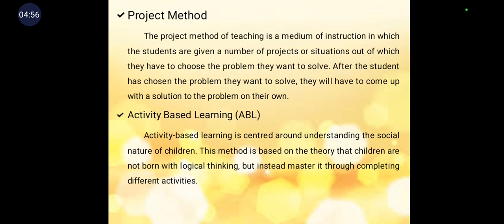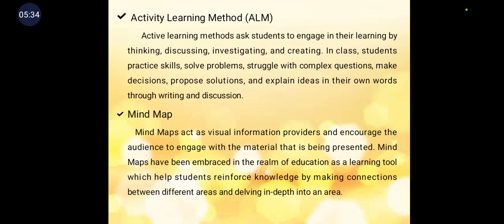Trojan method. This method of teaching is a medium of instruction in which the students are given a number of projects or situations out of which they have to choose the problem they want to solve. After the student has chosen the problem they want to solve, they will have to come up with a solution to the problem on their own. Activity-based learning (ABL). It is centered around understanding the social nature of children. This method is based on the theory that children are not born with logical thinking, but instead master it through completing different activities.